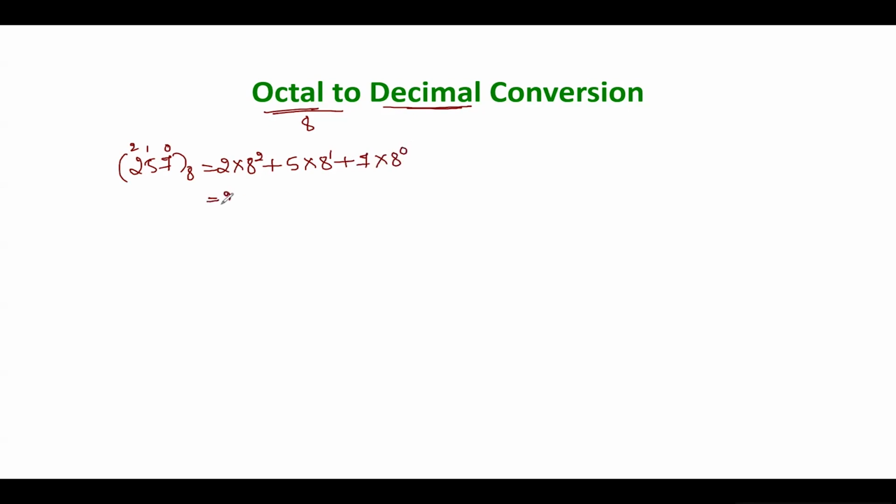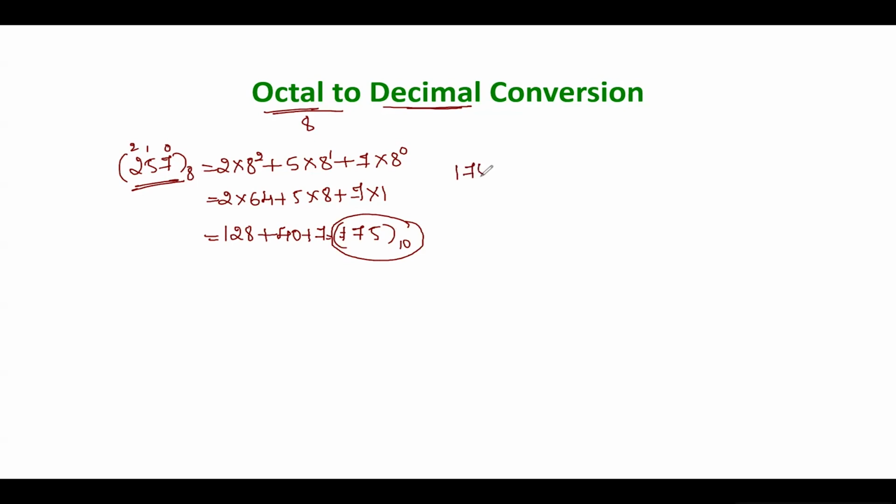Now this is nothing but 2 into 64 plus 5 into 8 plus 7 into 1. When I expand further, multiply and write, I will get 128 plus 40 plus 7, which is nothing but 175 to the base 10. So 257 to the base 8 is the octal number. When we convert it into decimal, we will get 175.